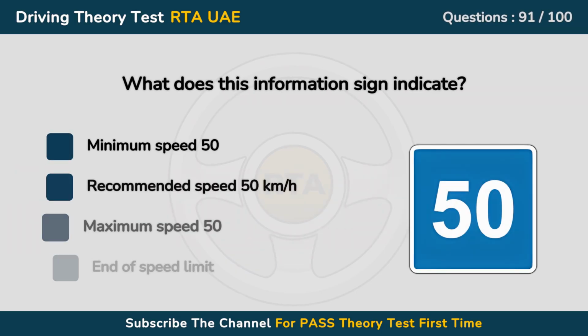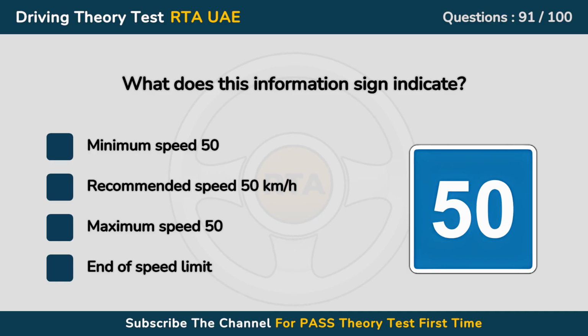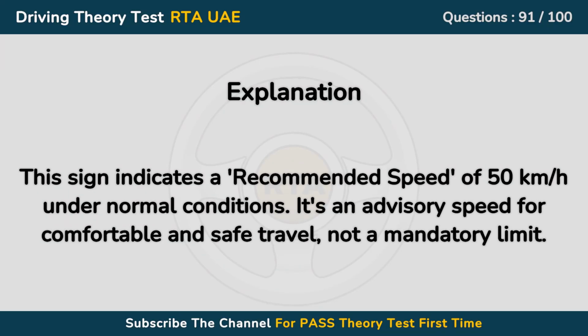Question 91. What does this information sign indicate? A. Minimum speed 50, B. Recommended speed 50 km per hour, C. Maximum speed 50, D. End of speed limit. Answer is B. Recommended speed 50. This sign indicates a recommended speed of 50 under normal conditions. It's an advisory speed for comfortable and safe travel, not a mandatory limit.